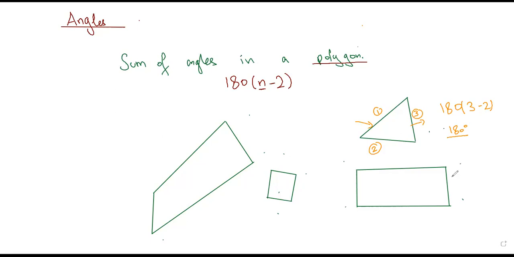What about a four-sided figure? Again, 180 into n minus 2, that would be 4 minus 2, because a rectangle has four sides. So 180 into 2 will give me 360 degrees, right? So now we know how to find the sum of angles in any three-sided, four-sided, five-sided figure.